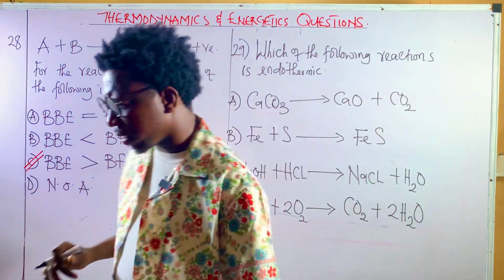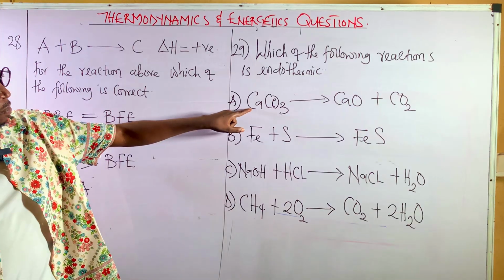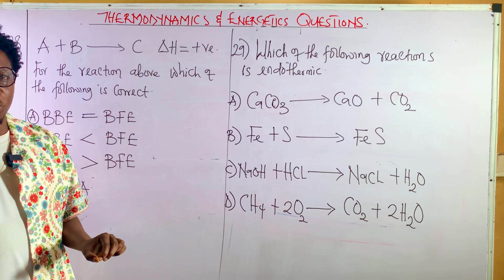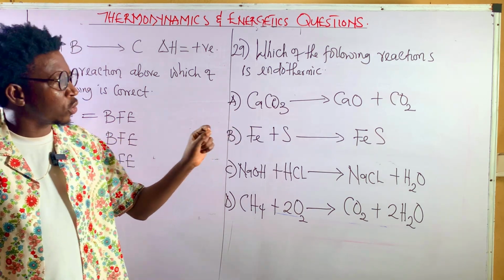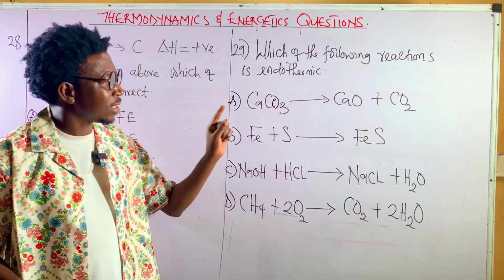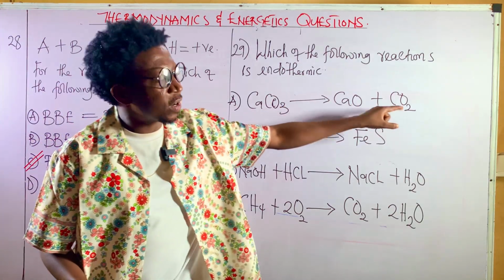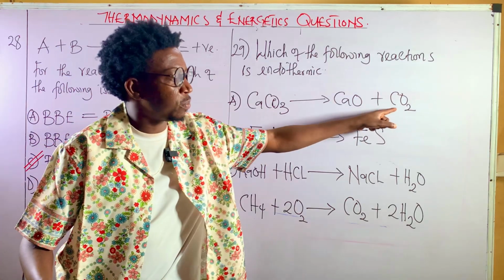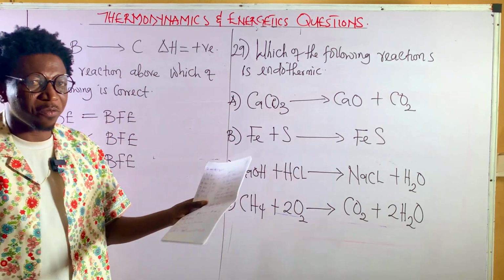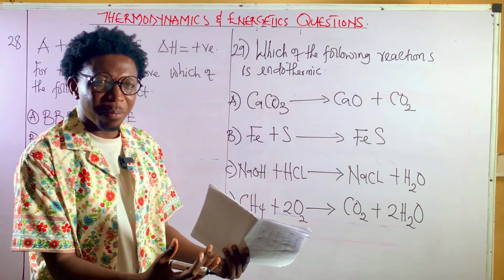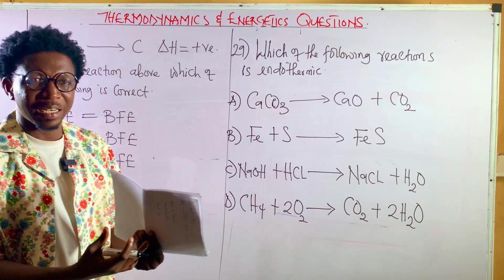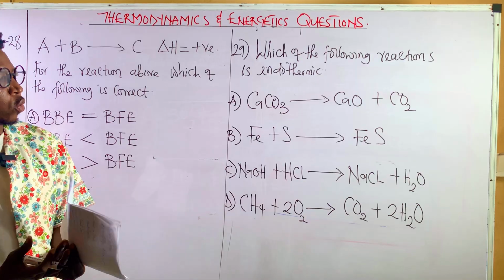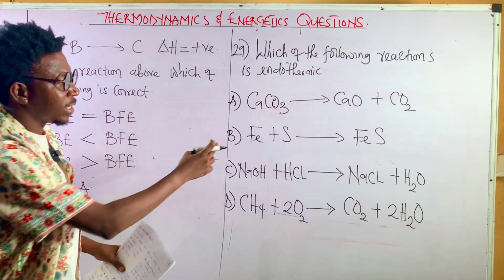Now, for the first option, this reaction is a decomposition reaction. In a decomposition reaction, we have one reactant and several products. What it means is that one reactant breaks into several products. In the process of breaking, remember, bond breaking requires energy. Bond breaking is usually endothermic.